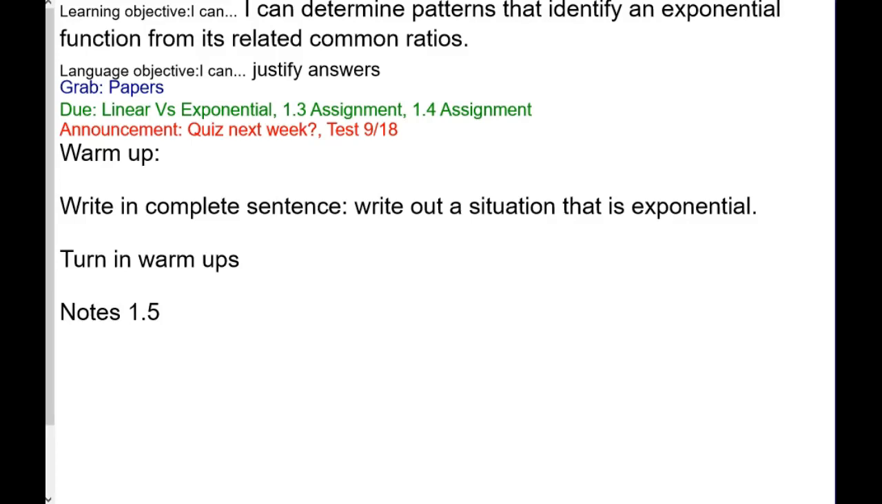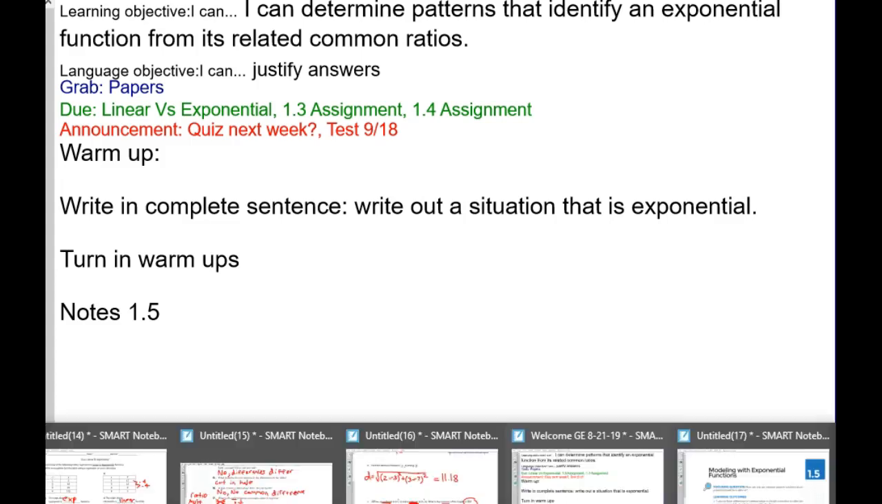Objective is that we can determine patterns that identify an exponential function from its related common ratios. And your warm-up before you turned it in was to write a complete sentence, writing your own situation that is exponential. For example, like the notes you have in front of you, a bouncing ball, whether it be a basketball or a soccer ball, is an exponential situation. So, let's take a look at these 1.5 notes.